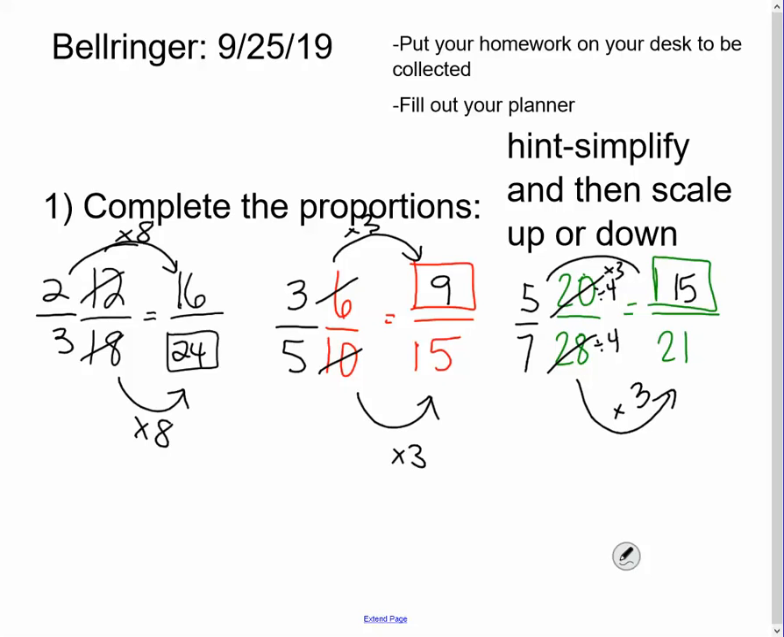When you're doing it, I don't get it. I don't get what we're doing. You don't get what we're doing. Okay. Do you know how to simplify the fractions?